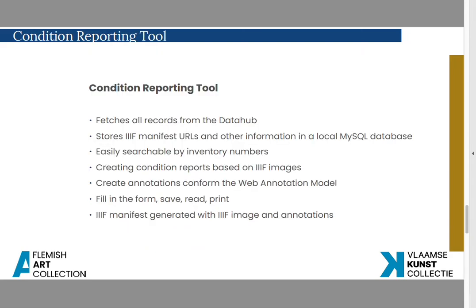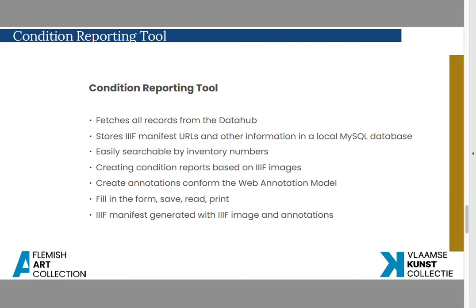The condition reporting tool retrieves all records from the Data Hub and then locally stores the manifest URLs and other information for each record in a MySQL database. This way, we can easily look up the data on the basis of inventory numbers. Once we have searched a record using an inventory number, we can create a condition report based on the IIIF images that belong to these records.